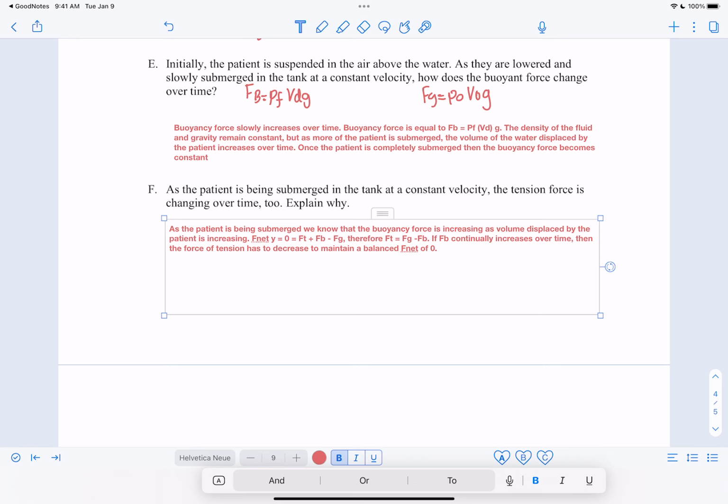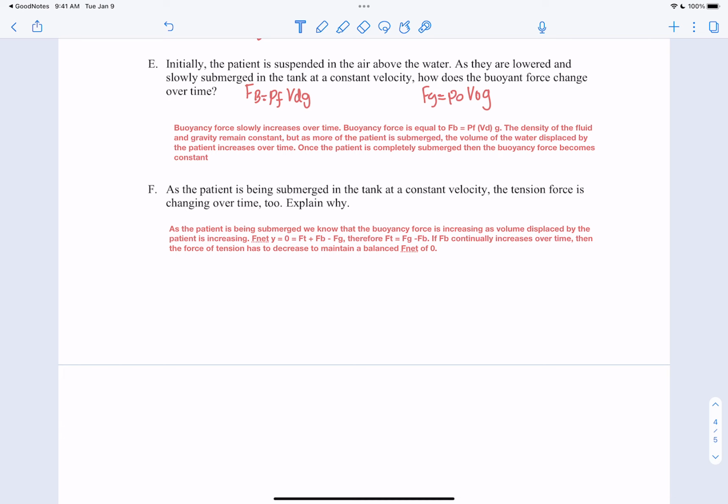So as the patient is lowered at a constant velocity, with 0 acceleration, the buoyancy force increases. If the buoyancy force increases due to the volume displaced increasing, there has to be a decreasing tension force to still maintain a net force of 0 in the y direction. Does that make sense?